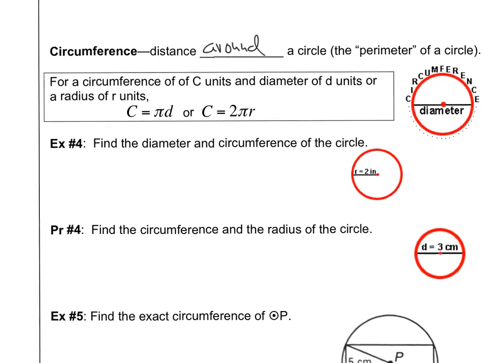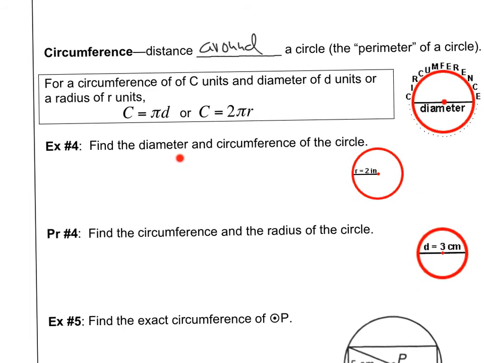So, for example, it says find the diameter and circumference of the circle. Here's my circle that has a radius of 2. The diameter is going to be easy, right? Because the diameter is simply twice the radius. So the diameter in this case is just 4 inches. Once we have the diameter, we pretty much have the circumference as well, because the circumference is pi times diameter, so my circumference is 4 times pi inches. And I can leave it just like that.